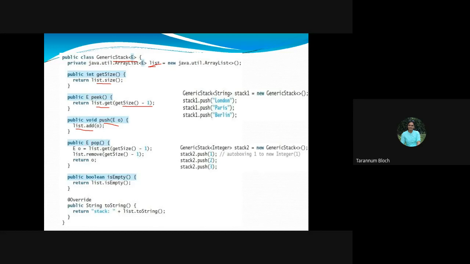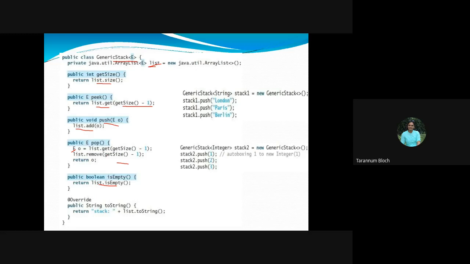Then we have pop, which removes an element from the stack. What we are doing is we have taken an E, which is an element of the array type, and we said list dot get size minus 1 and list dot remove get size minus 1. So it is going to remove the topmost element. isEmpty is going to check whether the list is empty or not.